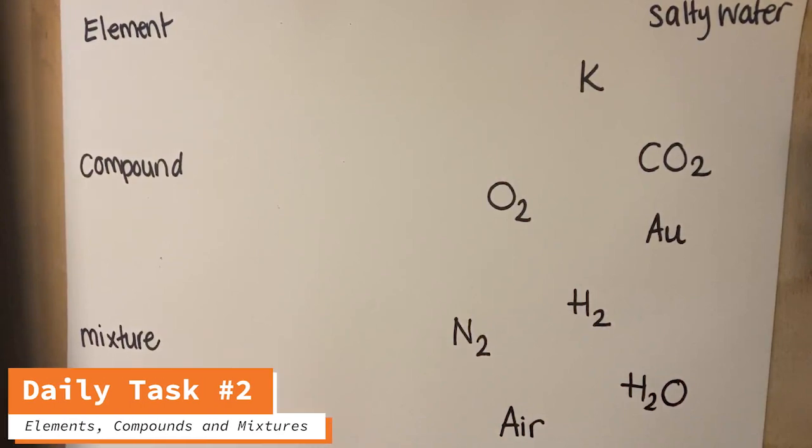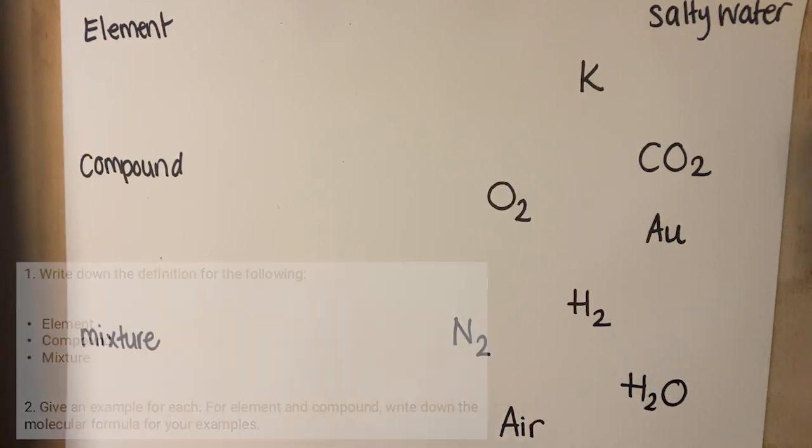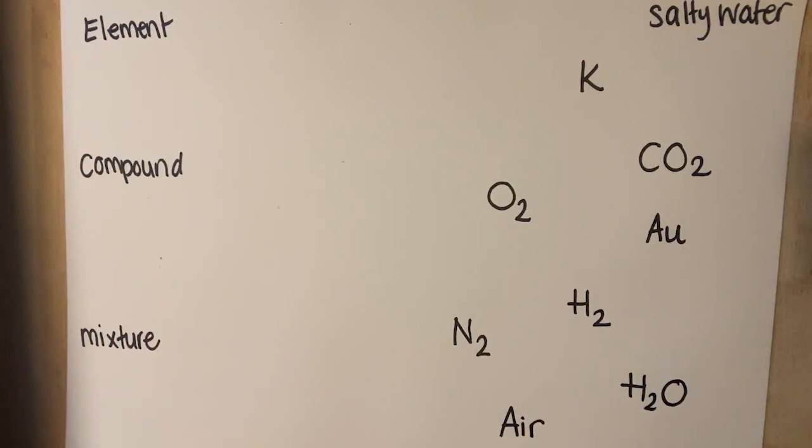Okay, daily task 2. Now this task involves you remembering or recalling the definition for an element, a compound and a mixture. And in order to be able to give an example for each, which you're also asked, you need to understand what each of these definitions mean. You can pause the video and think about what you understand of element, compound and mixture before starting it again.